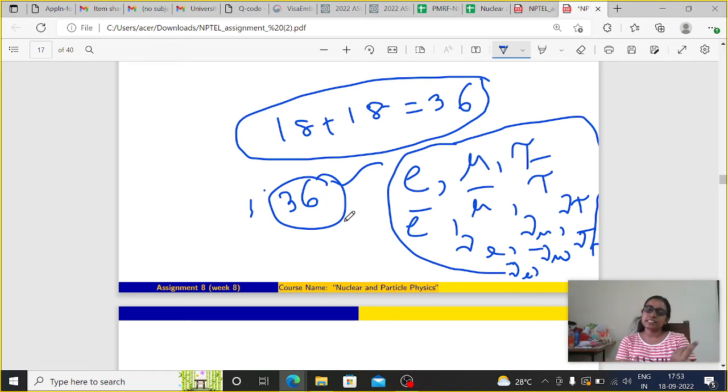So how is 36 coming? 36 is coming due to the flavor as well as color charge in our quark model. If I write only flavor, then there will be only 6, 6, 12. But if I write color with that flavor, then there will be 36 combinations. Okay, so this type of thing is there.